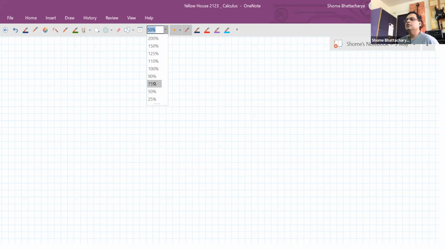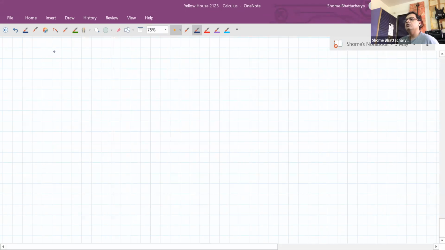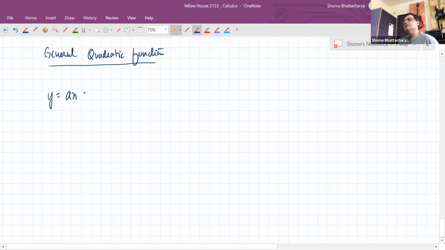So later we will see that using the graph of y is equal to x square, if we have any general quadratic function, we can get a sort of pattern of graphs. So for example, y is equal to ax square plus bx plus c. Now, I'm just going to go through this a little fast over here because we're going to do this in detail later.